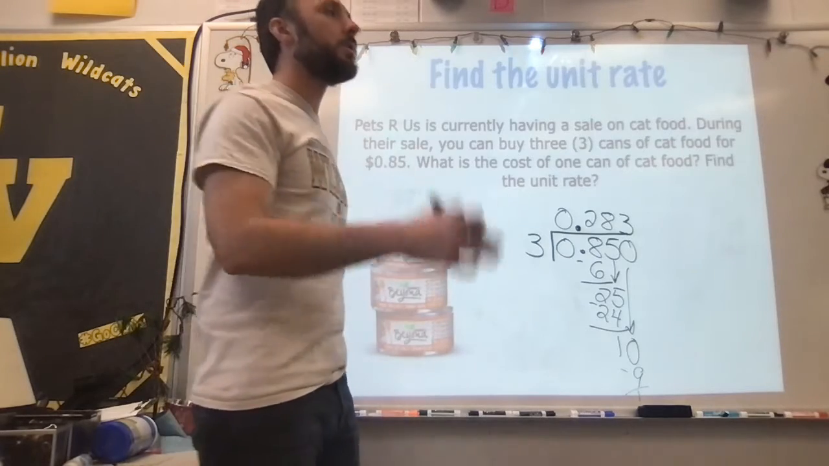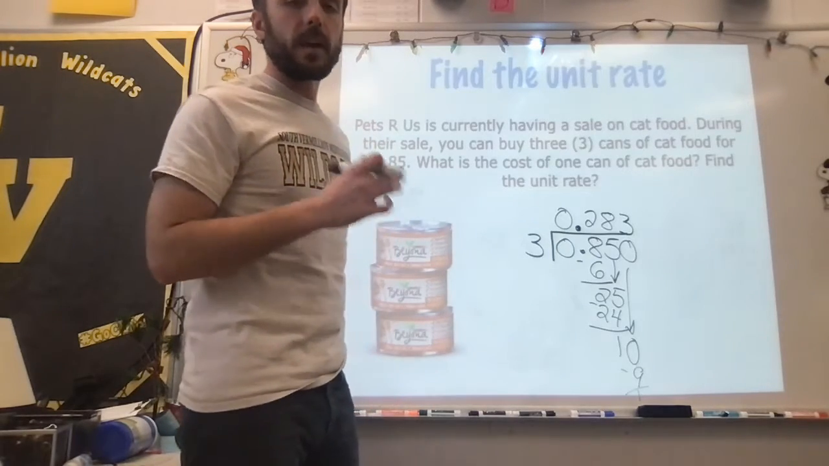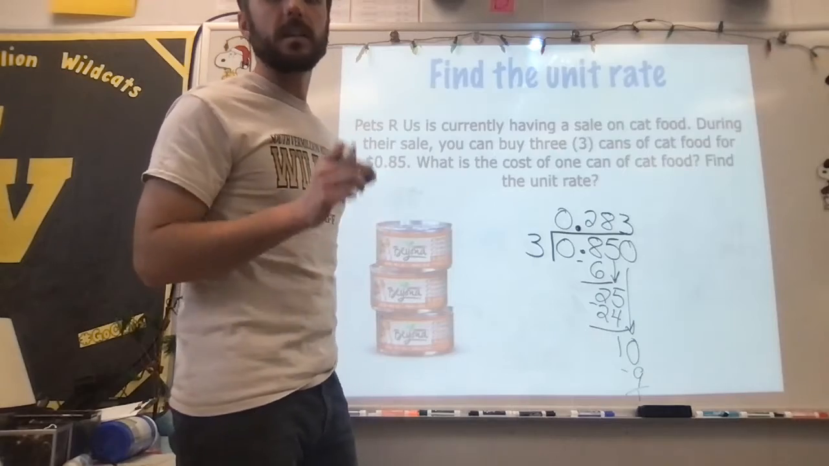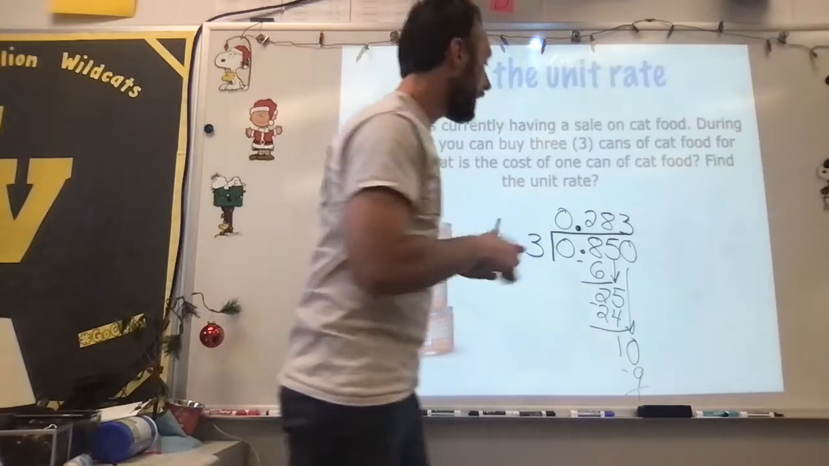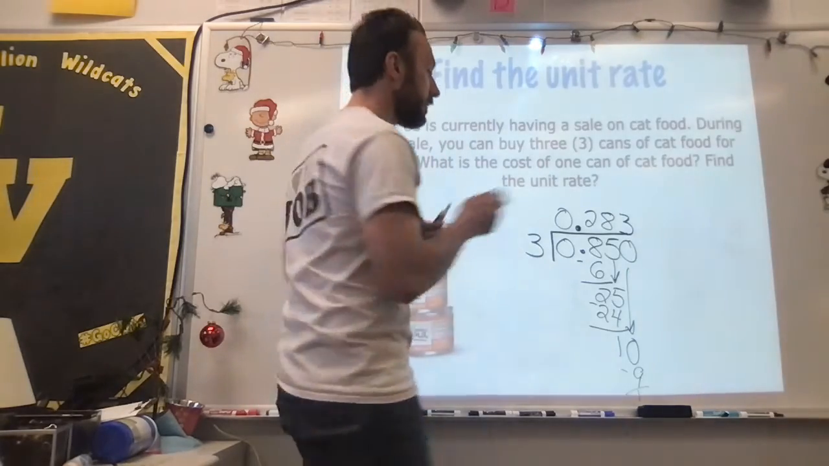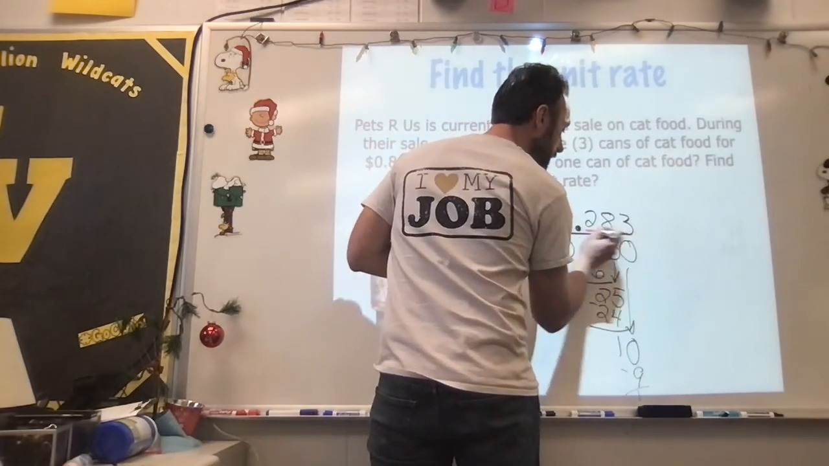53 cents, 72 cents, 81 cents. So whenever we find the unit rate, we're going to have to round to the nearest penny. So if I look at this, I have 0.283. I always have 2 numbers after the decimal. So my first 2 are my 28.